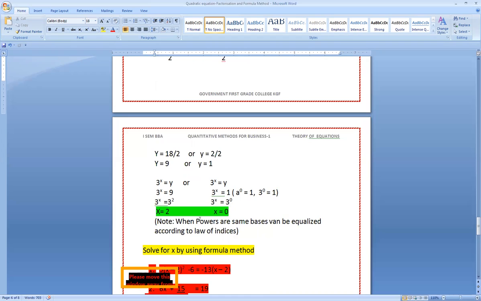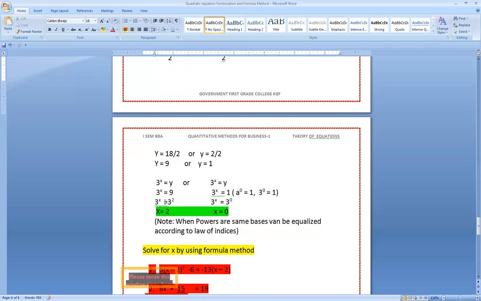So according to the law of indices, 3 to the power of x equals 9 can also be written as 3 square. 3 to the power of x equals 1 can also be written as 3 to the power of 0, because 1 is 3 to the power of 0 according to the law of indices. A to the power of 0 equals 1, and in place of a we can substitute 3 to the power of 0 equals 1.